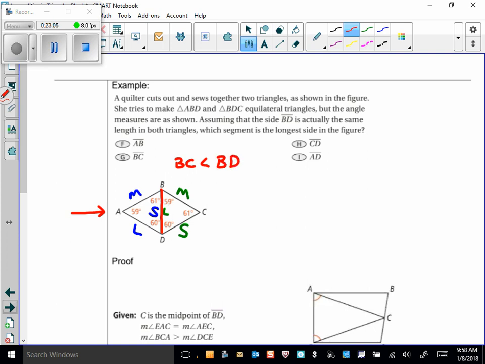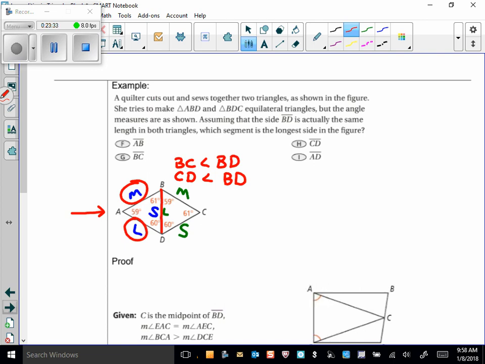and CD is shorter than BD. But in the other triangle, these other two sides are both longer than BD. Right? Those are AB and AD are longer than BD, so I know that they're longer than BC and DC. You may have to pause and think about this.